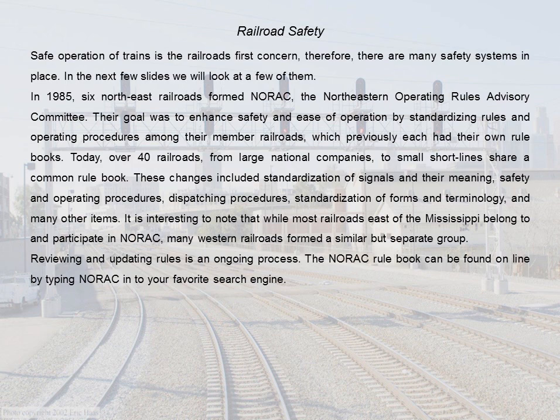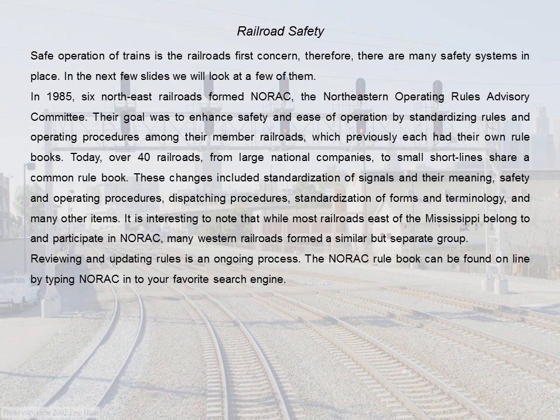Safe operation of trains is the railroad's first concern. Therefore, there are many safety systems in place. In the next few slides, we will look at a few of them. In 1985, 6 Northeast railroads formed NORAC, the Northeastern Operating Rules Advisory Committee. Their goal was to enhance safety and ease of operation by standardizing rules and operating procedures among their member railroads, which previously each had their own rule books. Today, over 40 railroads, from large national companies to small short lines, share a common rulebook.